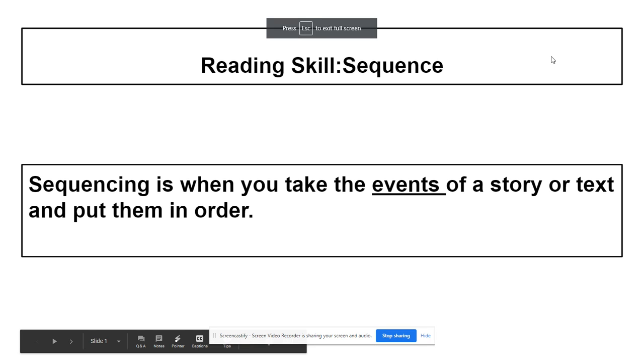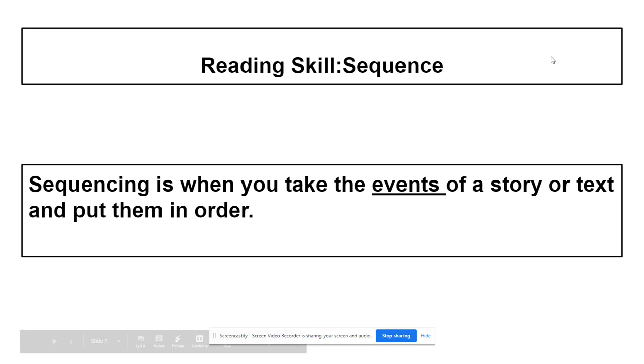Today, we are going to be talking about the reading skill sequencing. Sequencing simply means that you take the events of a story and you place them in order. When you read a library book or a textbook, if the author does not give you the events in order, it leaves you where you don't comprehend. So that is why it is important that we put the events of a story in order.